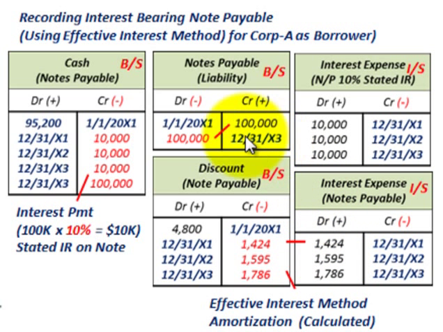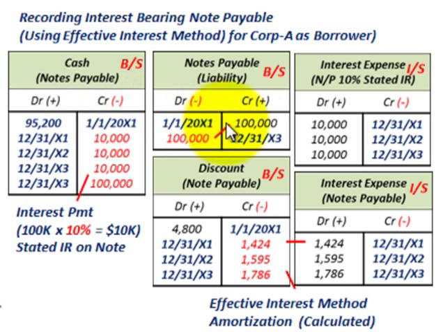So looking at our first entry, when we issue this note on 1/1/20X1, we set up our notes payable, credit it on our balance sheet for $100,000, and then the debit amount, the cash that we're actually receiving on this note, would be $95,200 on 1/1/20X1.